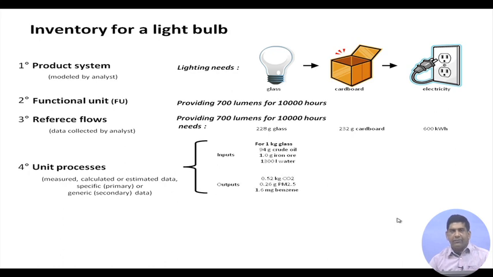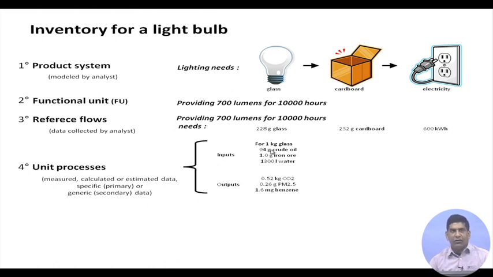What we can get from the databases that I have mentioned, which come with most of these software, is this data: for 1 kg of glass, what input goes into the system and what output comes out. Here we have listed only three major ones. That doesn't mean there are only 3 inputs and 3 outputs. These are the major ones. The list could be endless, a long list going out there.